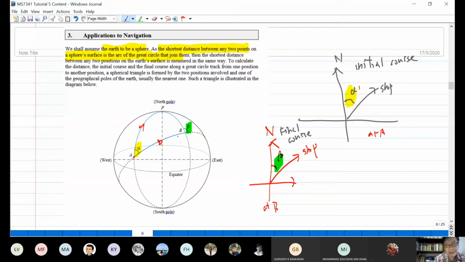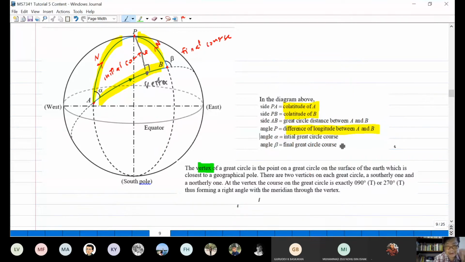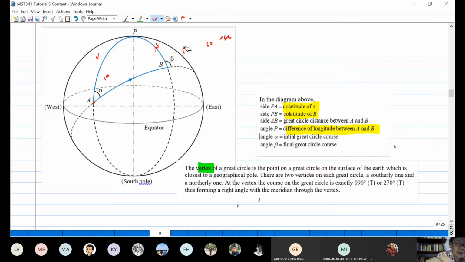This is actually the way you draw the bearing from the North Pole, and then from here you find the bearing. This picture is a more complete picture. Okay, so this shows you the initial course and final course. It's a spherical triangle. So let me continue the explanation using this picture here.